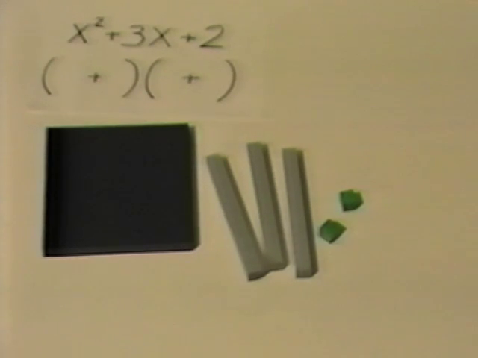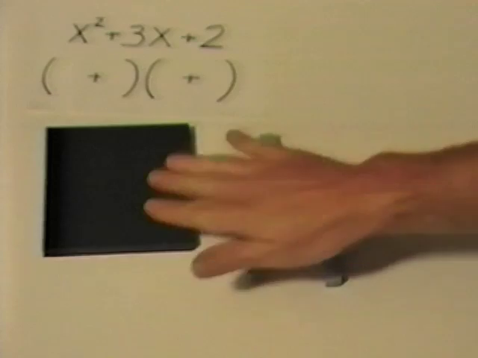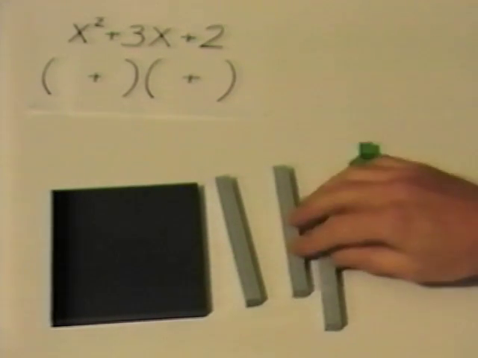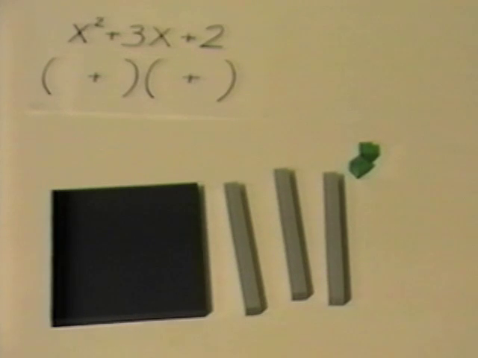But now let's factor the amount X squared plus 3X plus 2. Does everyone know what factoring is? Factoring is building a rectangle. That's correct. Factoring is building a rectangle. We must take this amount right here and arrange it into a rectangle. We must build a box out of it.